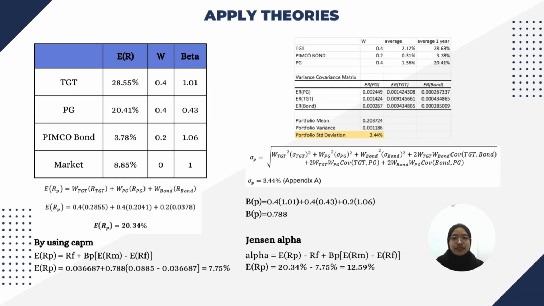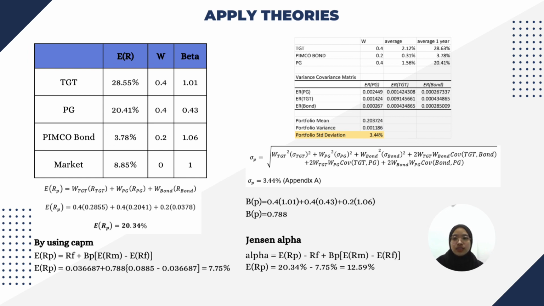Firstly, the expected return and weightage for stocks and bonds are calculated and listed in the table. By using Markowitz portfolio theory, the expected return portfolio is 20.24%. By using CAPM theory, the expected return portfolio is 7.75%. The standard deviation for portfolio was calculated by using Excel. The formula used for standard deviation portfolio is as shown in the slide.